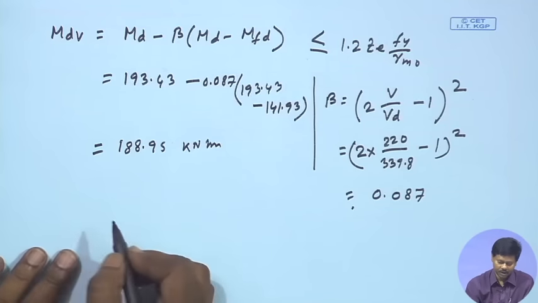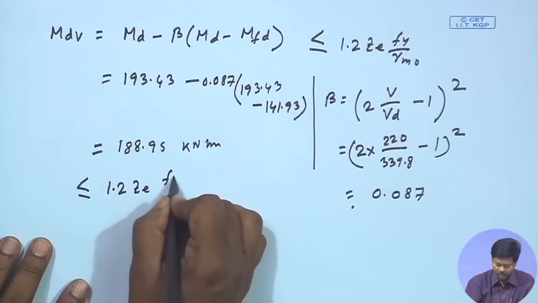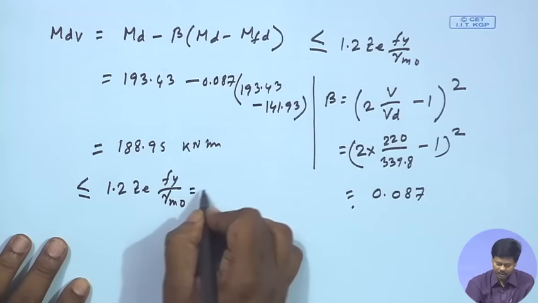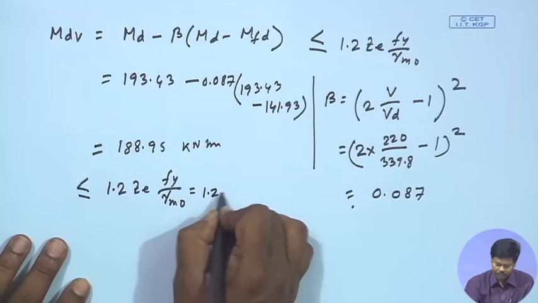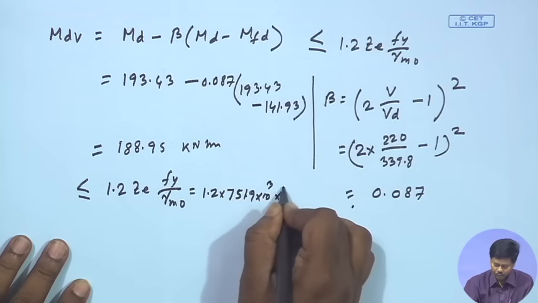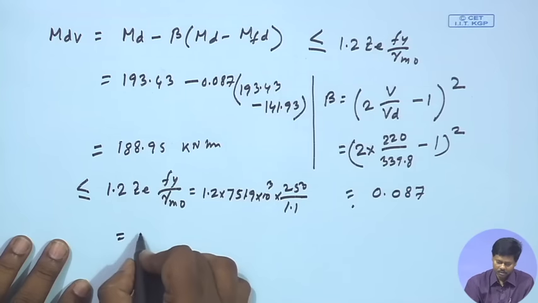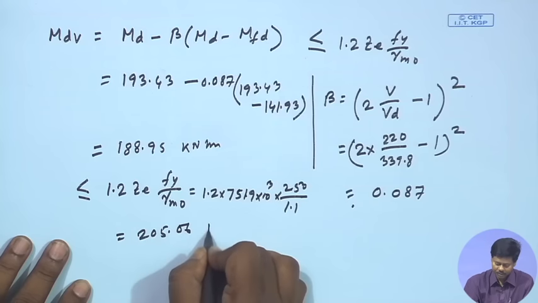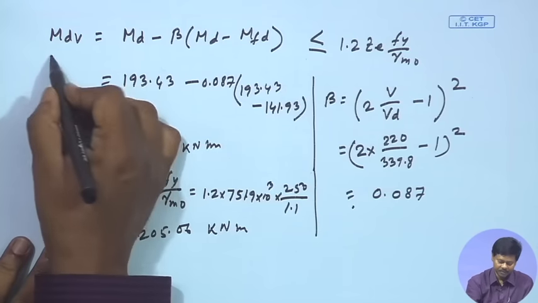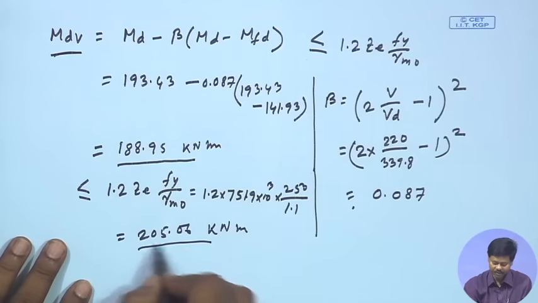188.95 kilonewton meter. Now, it has to be less than or equal to 1.2 Z_e Fy by gamma m0. In any case, it has to be less than this. So, if we calculate, we can see this will become 1.2 into 751.9 into 250 by gamma m0, 1.1. So, this is becoming 205.06 kilonewton meter, right. So, what we could see is that the MDB value is becoming 188.95 kilonewton meter, and it has to be less than this, otherwise this will be considered.